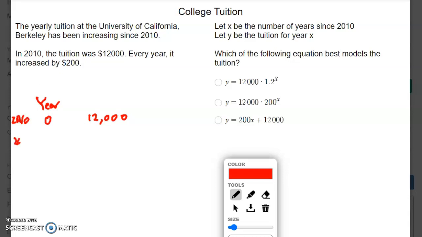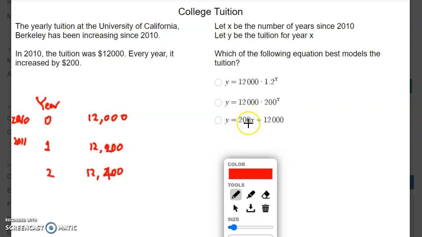So then year 2011 will be considered year 1. And increasing by 200, that's going to be 12,200. And then year 2, it's going to be 12,200 and then you're increasing by another 200, so that's going to be 12,400. So that's how it's increasing. How would you describe this equation? Is this an exponential function? No, it's not. You are adding the same amount each year.